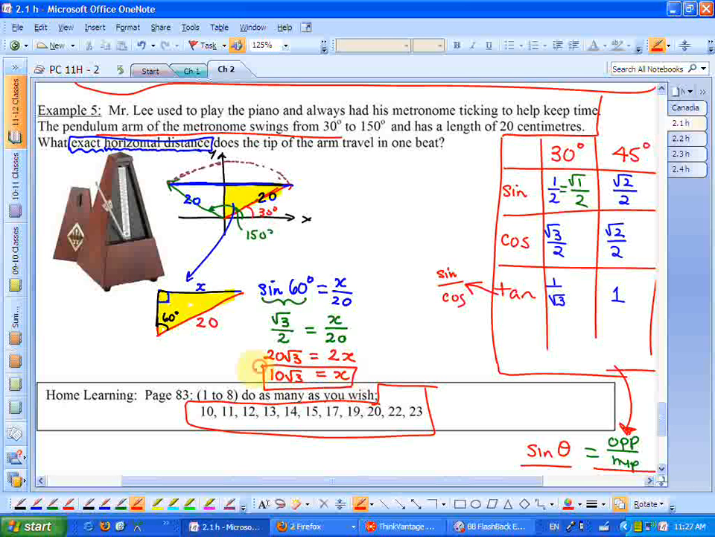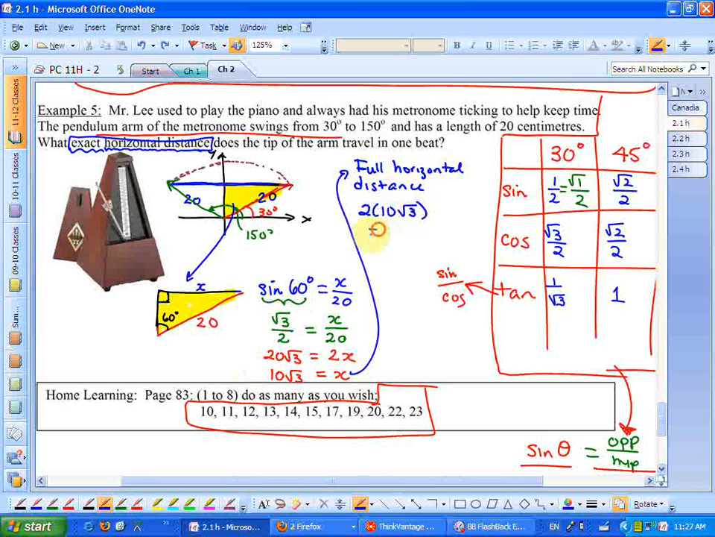Oh, right. We're not done yet. Don't forget this is just half of that horizontal distance. So if you want the full horizontal distance, you have to double it. So your full horizontal distance is just twice that answer. So 2 times 10 root 3 is equal to 20 root 3. And this is what I call the exact answer, okay? Because there's no decimal, there's no rounding, it's the exact answer.